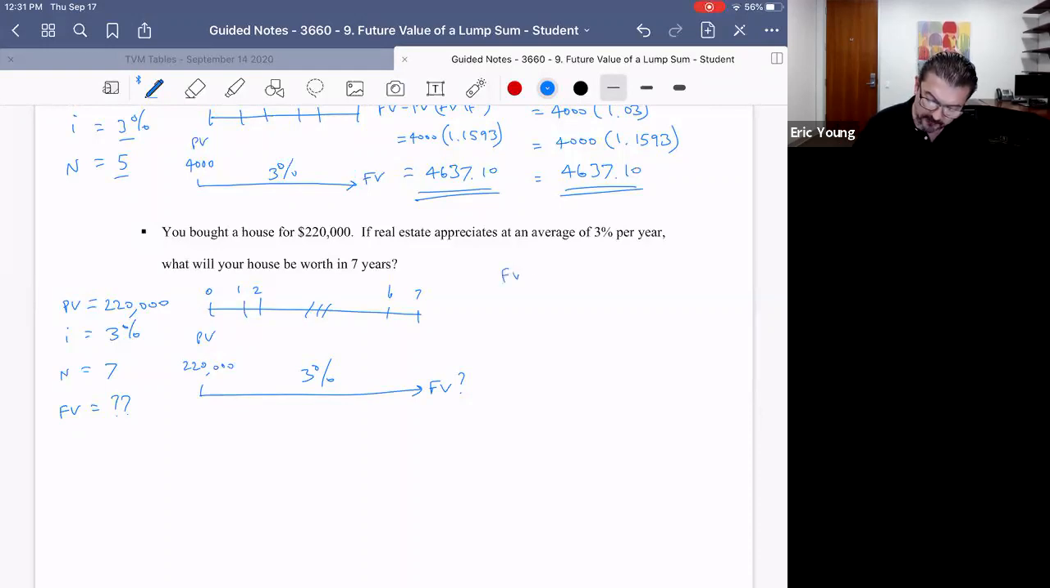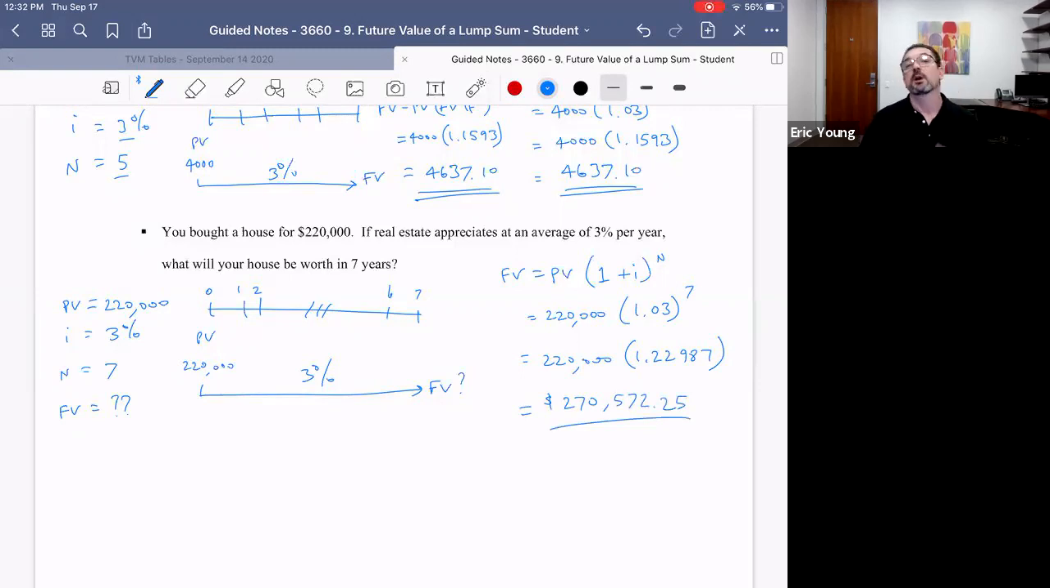Formula way. The future value is going to be equal to the present value multiplied by (1 plus i) to the n, which equals 220,000 multiplied by 1.03 to the 7, which equals 220,000 multiplied by 1.22987, and that will solve out to $270,572.25.